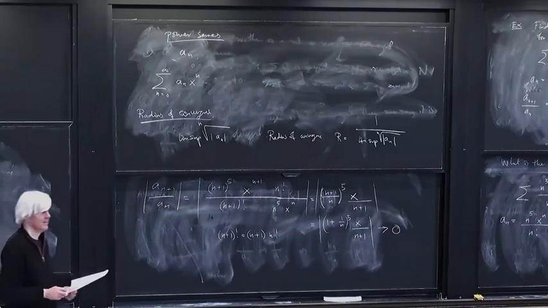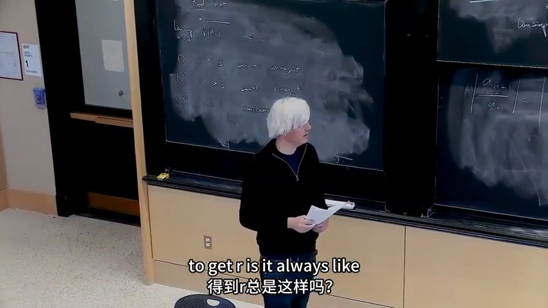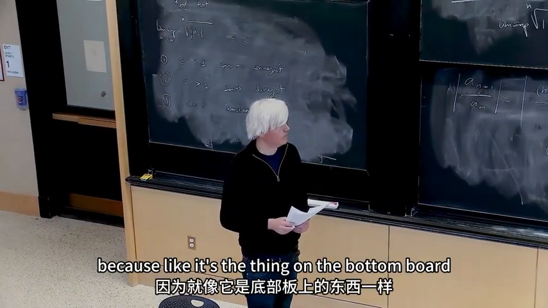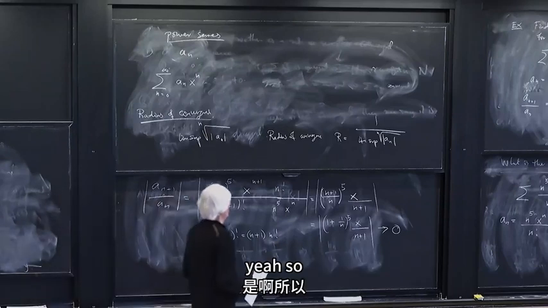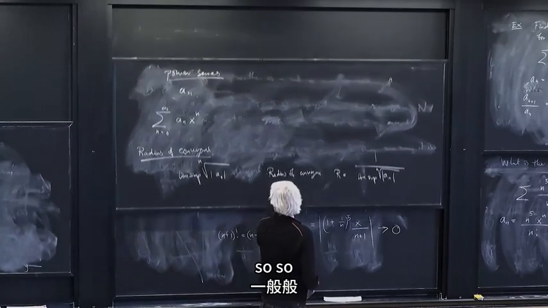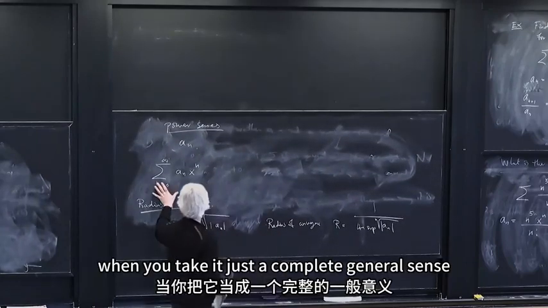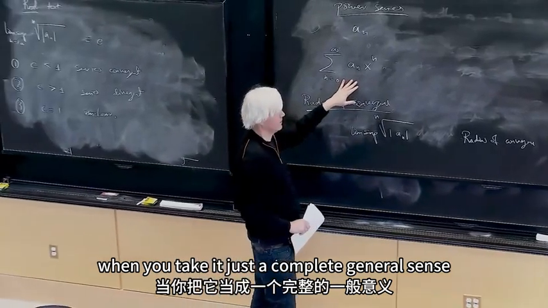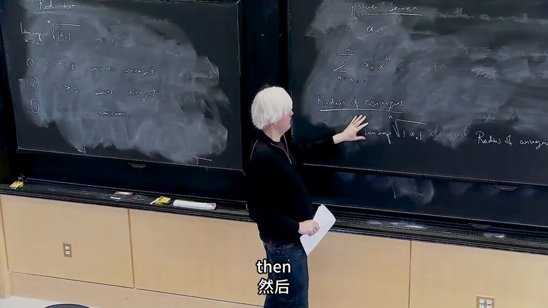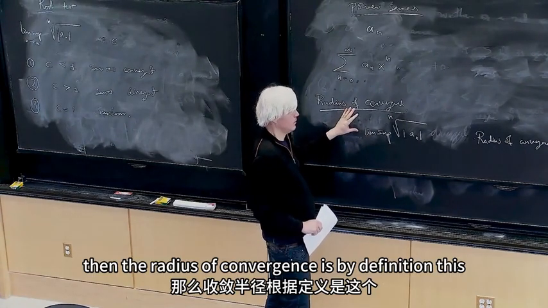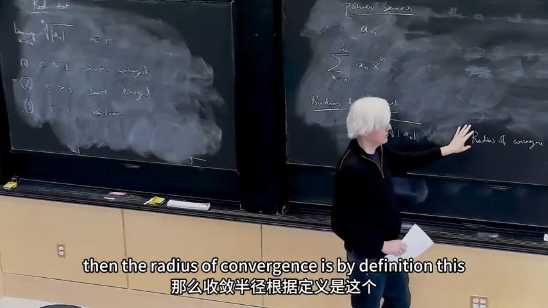Yeah. So to get R, is it always like you divide by the lim sup? Because is the thing on the bottom board the lim sup or just the lim? Yeah. So when you take just a completely general series, then the radius of convergence is by definition this.